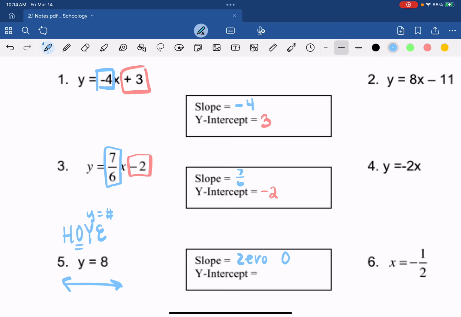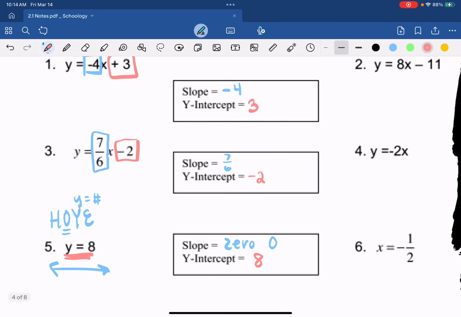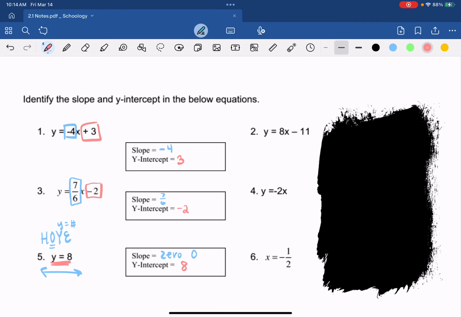And now my y-intercept. Well, my y-intercept is wherever this line is going to cross the y-axis. I'm telling you that y equals 8. If y equals 8, then I know somewhere it has to cross at the 8. So my y-intercept is 8. Go ahead, pause the video. I want you to try numbers 2, 4, and 6.